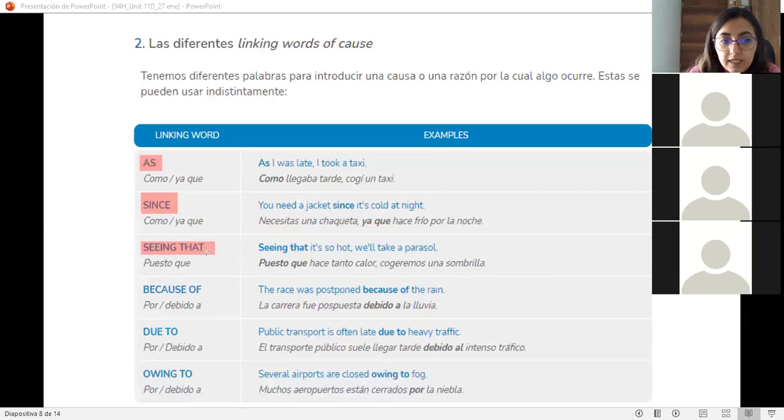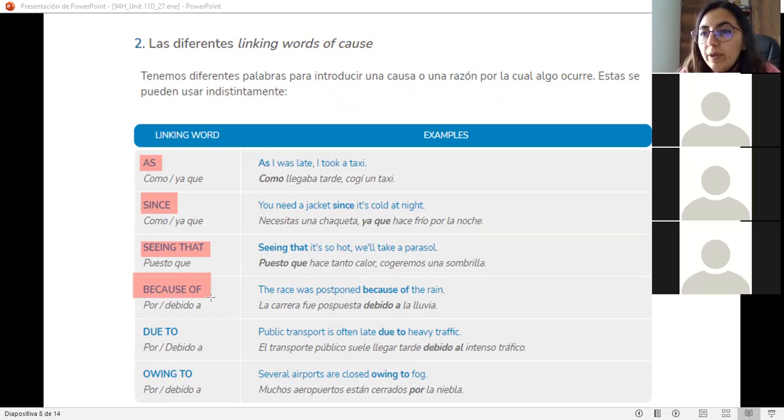Seeing that, ¿sí? Esta no se escucha tanto, pero significa puesto que. Seeing that it's hot, ¿no? Puesto que está muy caliente, o ya que está muy caliente, we will take a parasol. ¿Sí? Vamos a tomar o vamos a sacar un parasol. Y aquí tenemos estas frasecitas que ya las vimos, ¿no? We have because of, sí, por, gracias a, debido a, because of.